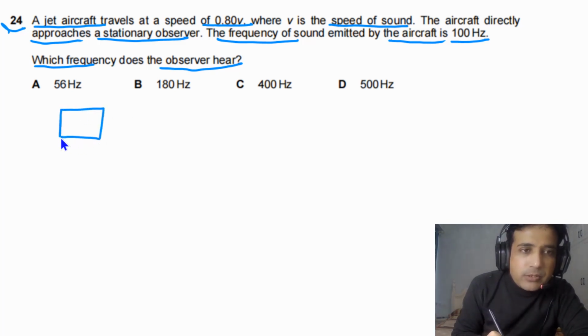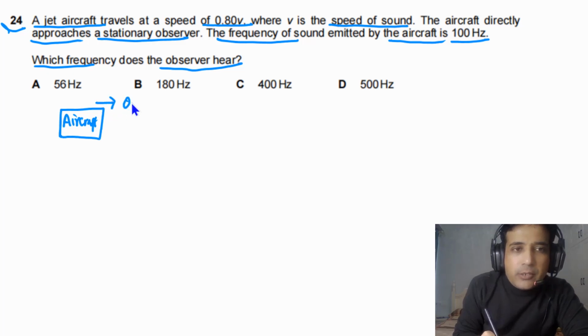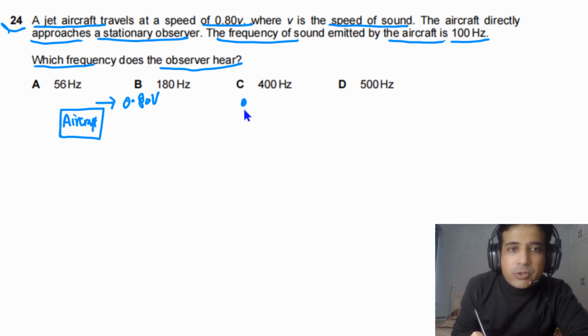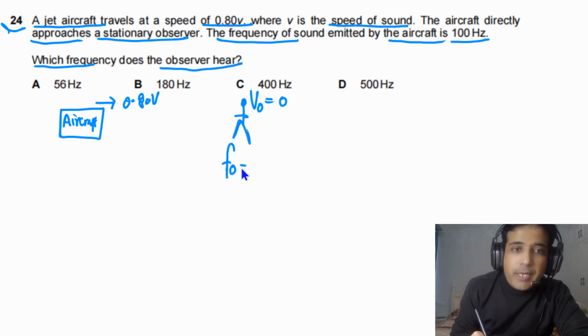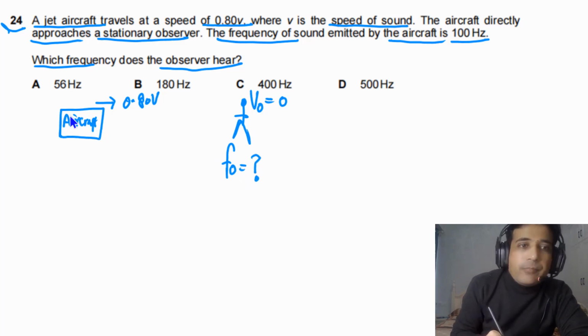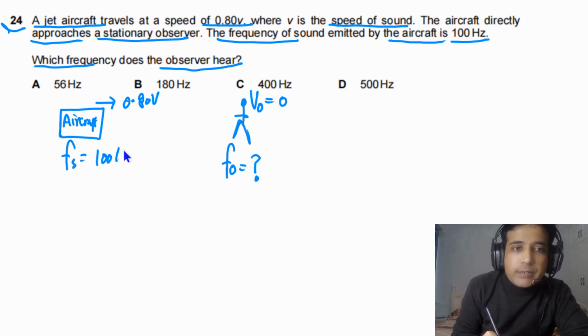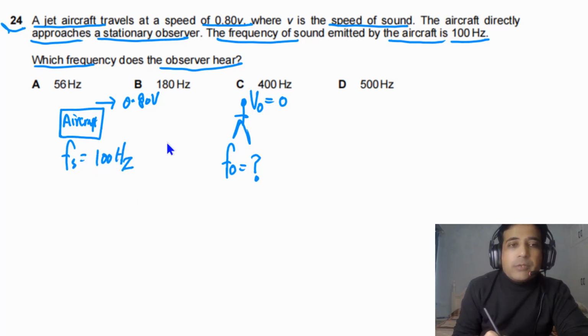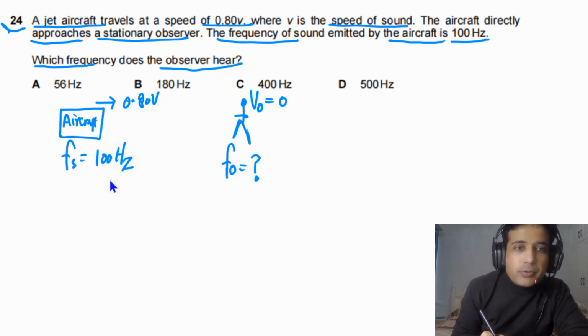Imagine that this is the aircraft. The aircraft is approaching an observer, and the speed of the aircraft is 0.80 v, and the stationary observer is standing here. So the observer is at rest, meaning v naught is equal to 0. We need to find the frequency of the sound heard by the observer. This frequency we need to find, and the frequency of the source, fs, is given, equal to 100 Hz. It's just a simple question about the Doppler effect.